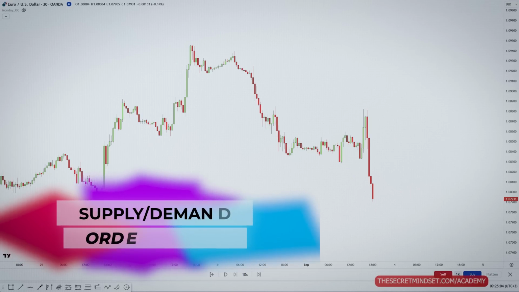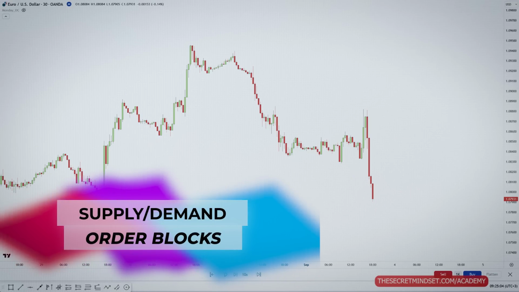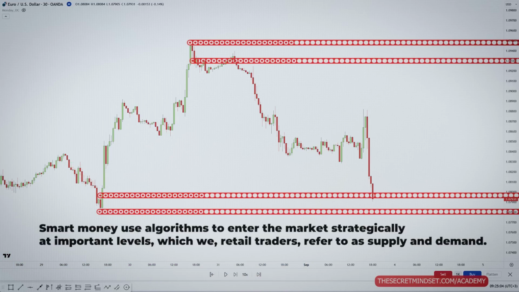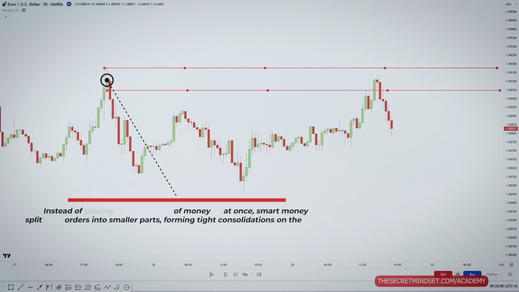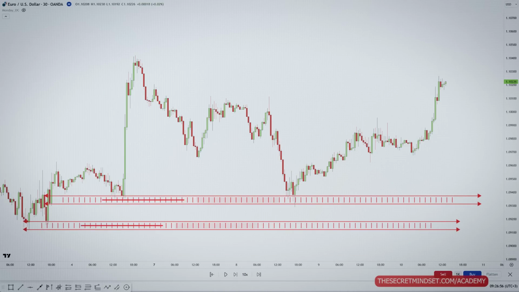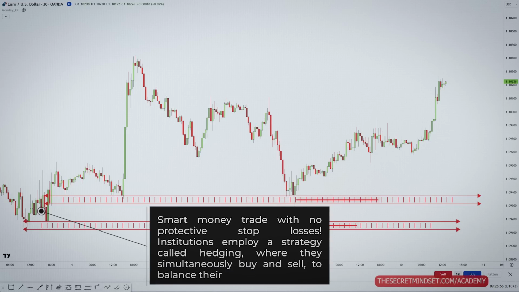So let's begin by talking about the core component of our trading plan, namely supply and demand zones or order blocks. So smart money uses algorithms to enter the market strategically at important levels, which we retail traders refer to as supply and demand. Instead of placing a large amount of money all at once, they split their orders into smaller parts, forming tight consolidations on the chart. These consolidations often precede strong price movements, and this technique leaves a distinct pattern on the chart, showing where institutional money has been active.